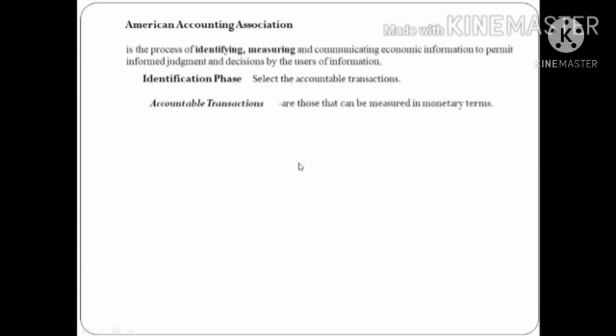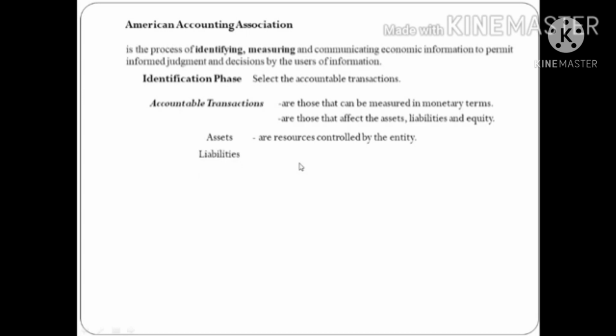Accountable transactions are those transactions that can be measured in monetary terms and are those that affect the assets, liabilities, and equity. I know you already have an idea of the concepts of assets, liabilities, and equity, but I will still elaborate in simple terms. Assets are the resources controlled by the entity. Ownership is not necessary in order to claim a resource as an asset, like machineries, buildings, and any other assets, as long as you control the benefits related to the asset.